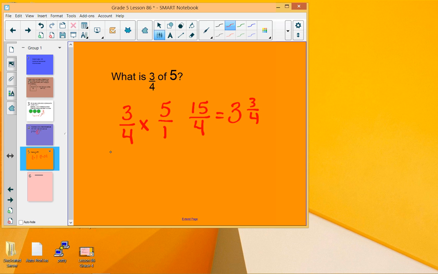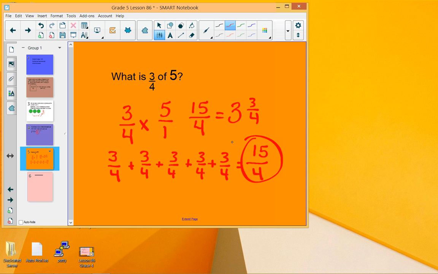We can also check it by going 3/4 plus 3/4 plus 3/4 plus 3/4 plus 3/4. My 4 stays the same at the bottom. And then I have 3, 6, 9, 12, 15. So I get 15/4, and that's what we got when we multiplied.